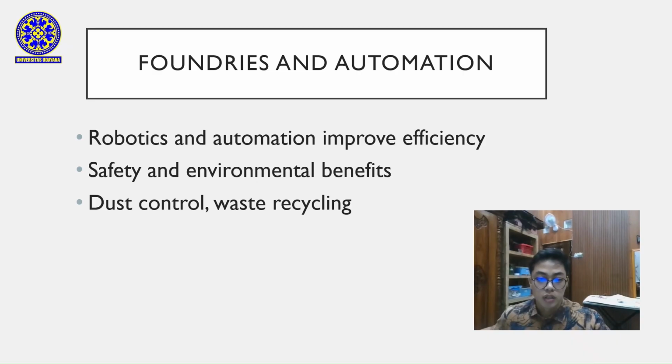Modern foundries rely on robotics and computer control systems for precision, efficiency, and safety. Automation reduces human error, ensures uniform quality, and improves environmental conditions by reducing dust and waste. These technologies make casting cleaner, faster, and more sustainable than ever before.